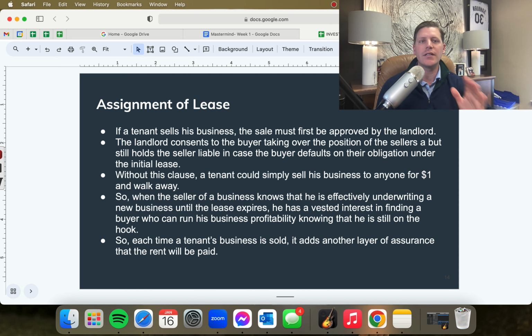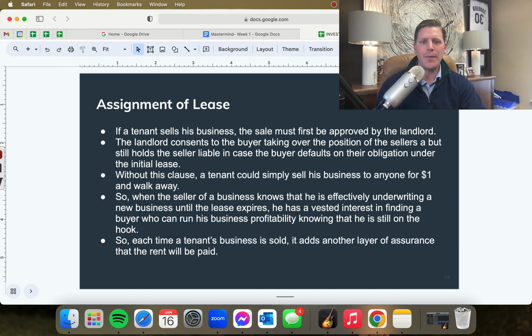And he just sells his business for $2 and leaves. Well, the fact is that it puts me in a spot. So if I don't believe that he's selling it to somebody that's competent, that can pay rent and run the business as efficiently as the previous owner, I'm not going to approve that. So also I have to consent to the buyer taking over the position of the sellers, but still hold the sellers liable in case the buyer defaults on the obligation under the initial lease. So here's what it says, without this clause, the tenant could simply sell his business for $1 and can walk away. I'm kind of talking before myself here too. I haven't looked at this slide in like a month, so I apologize.